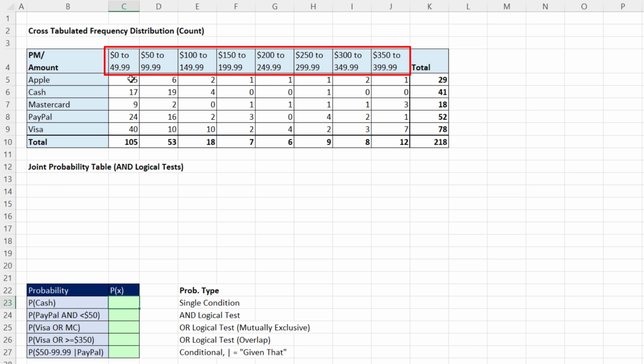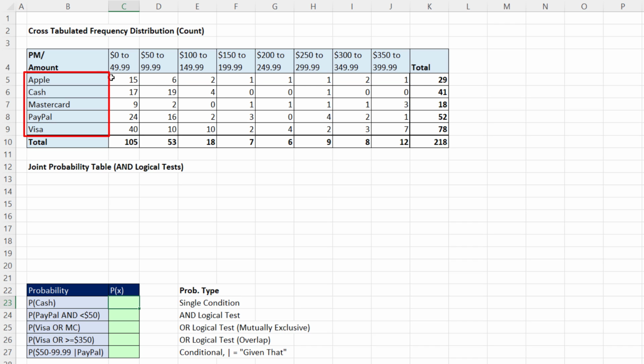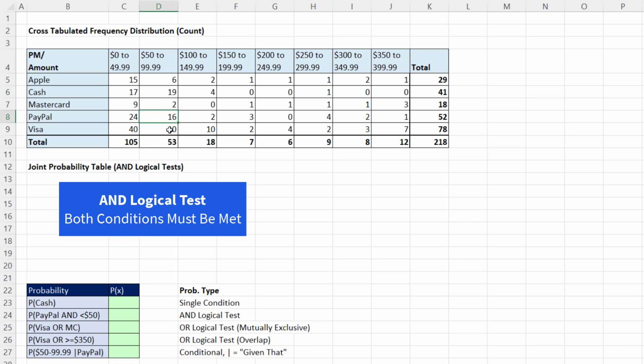Now, what we have across the columns are amounts paid in a retail store. And at the head of each row, we have payment method. The intersecting value is an AND logical test. That means from all records, 218, how many of those records had a payment method of PayPal and an amount between 50 and 99.99? Well, there was 16.